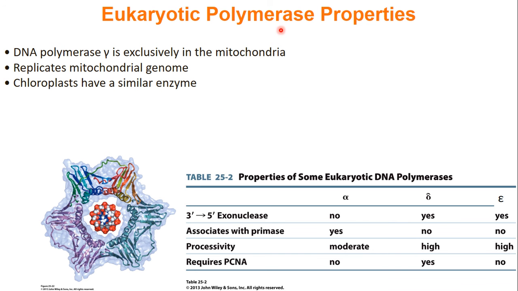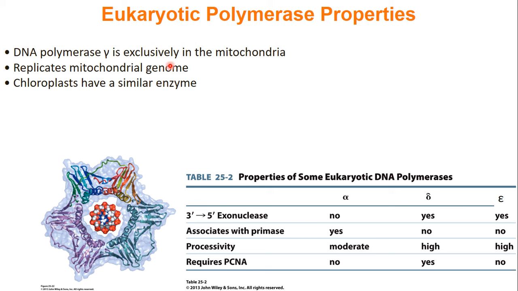Now, the last polymerase we're going to talk about in this video is, forgetting my Greek alphabet now, gamma. That's going to be found in the mitochondria exclusively. And this is going to replicate your mitochondrial genome for you.